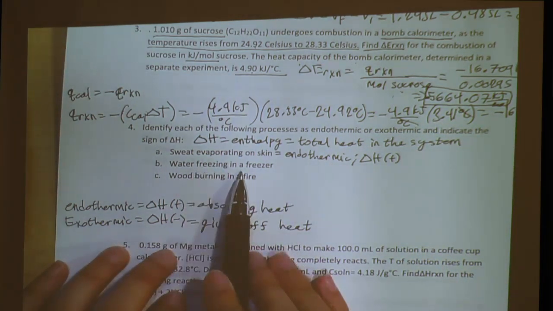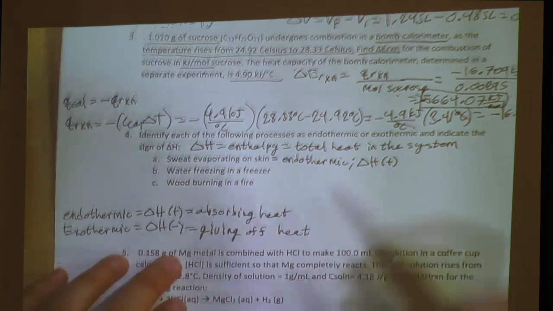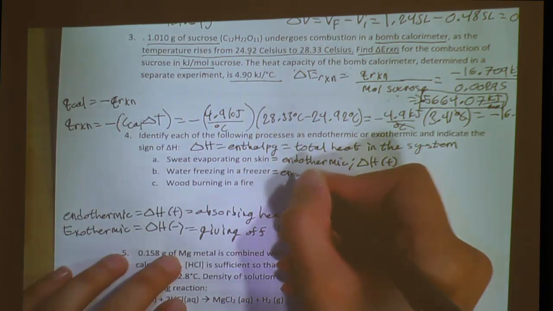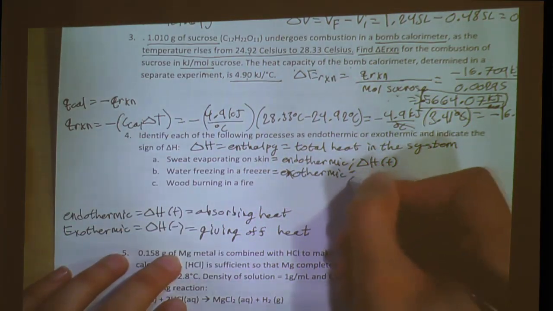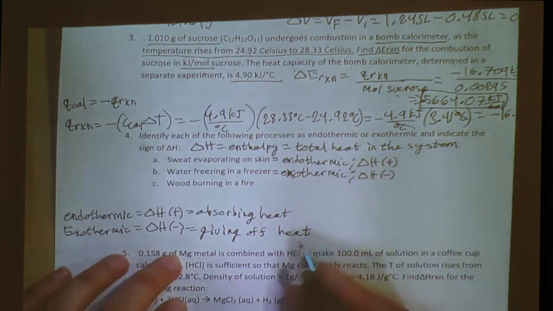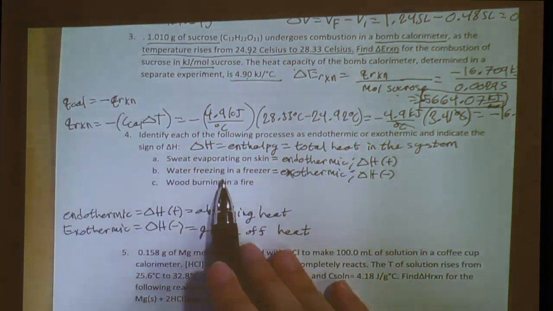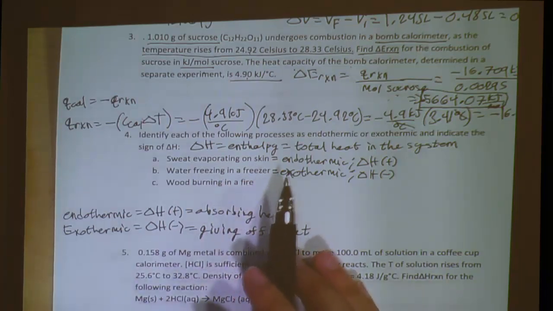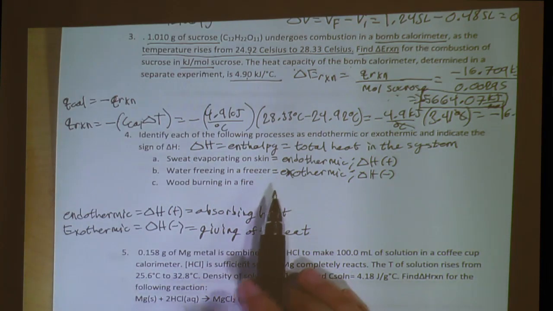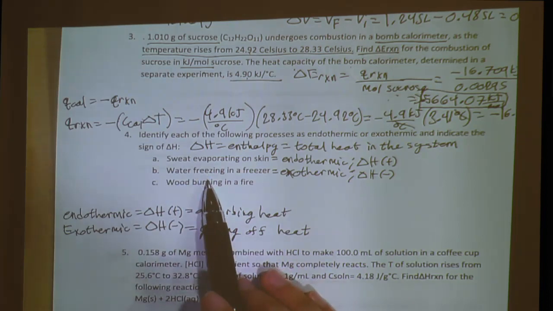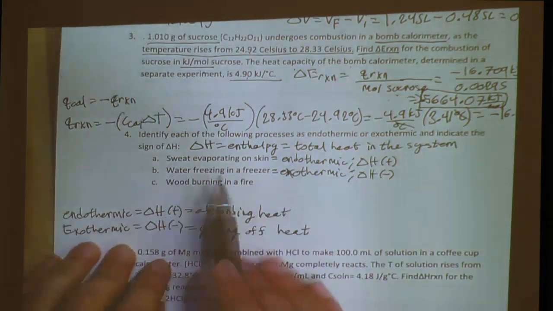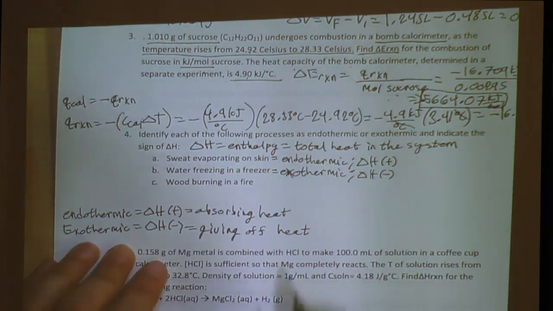Now, how about water freezing in a freezer? Yeah, perfect. This is going to be an exothermic process, which means our change in delta H is going to be negative. So why is it exothermic? Yeah, perfect. When you're getting cold, you're not absorbing cold, you're giving off heat, and that's what makes water freeze, or that's what makes you cold, right? So freezing is an exothermic process.